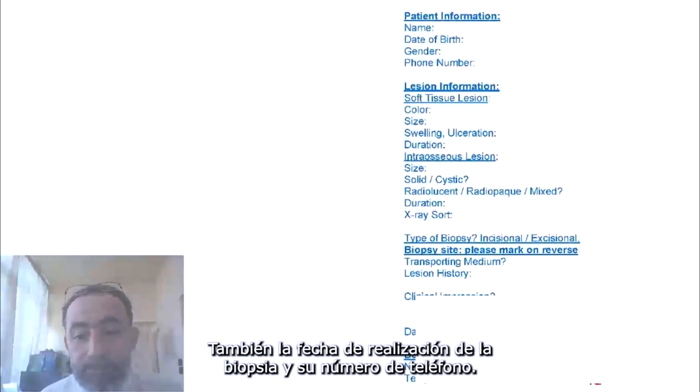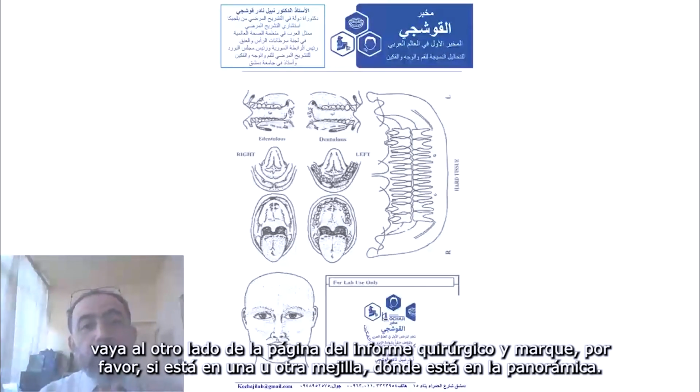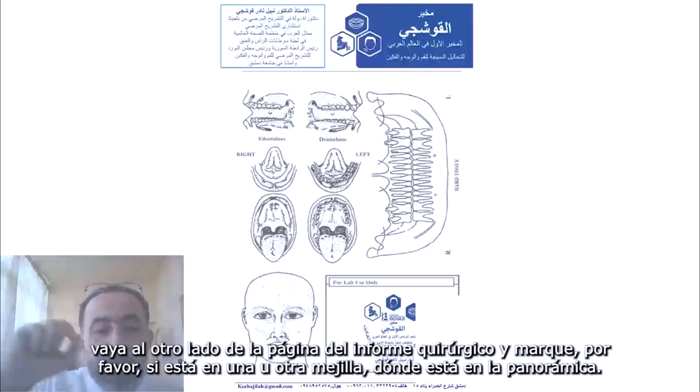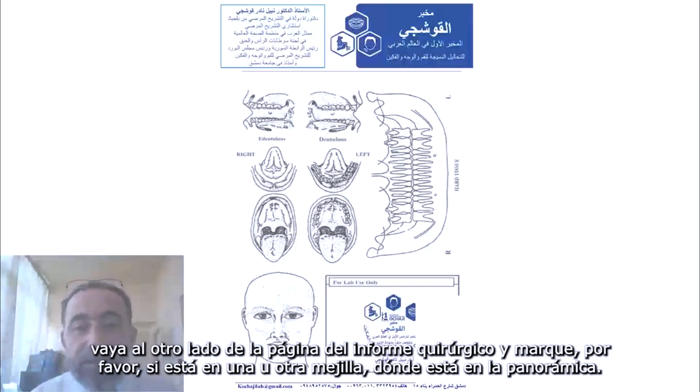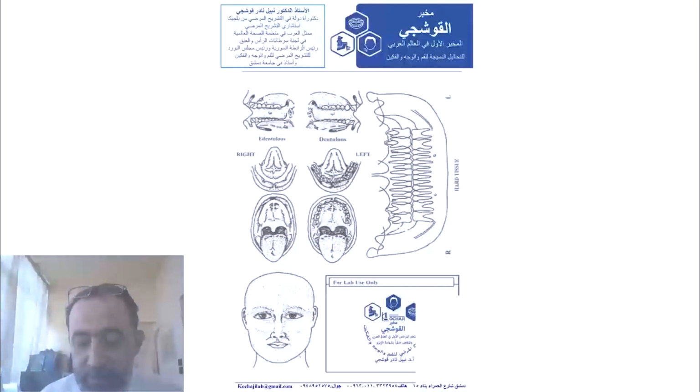And if we want to go on, go to the other side of the page of the surgical report and mark, please. Is it on the cheek, on the large cheek? Is it on the panorama? Where is it on the panorama? Is it under the tongue, above the tongue, in the hard palate, on the nose, on the lip? It's our area.